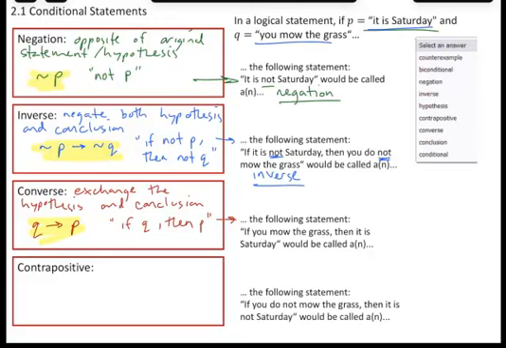If you mow the grass, then it is Saturday. Notice that it is Saturday gets moved to the conclusion. If you mow the grass gets moved from the conclusion to the hypothesis. When you exchange those, this is an example of converse.